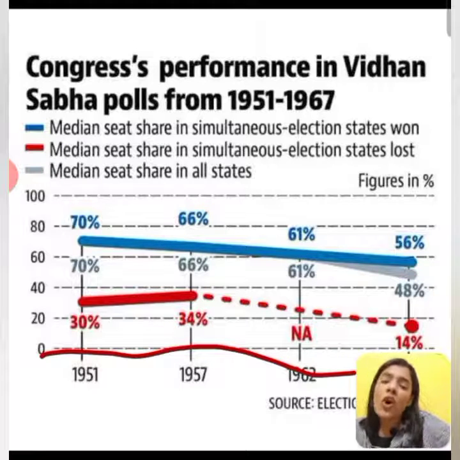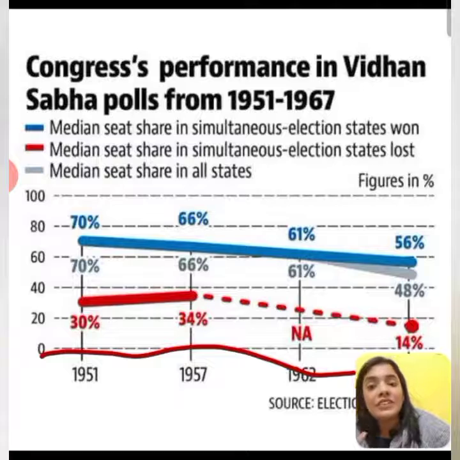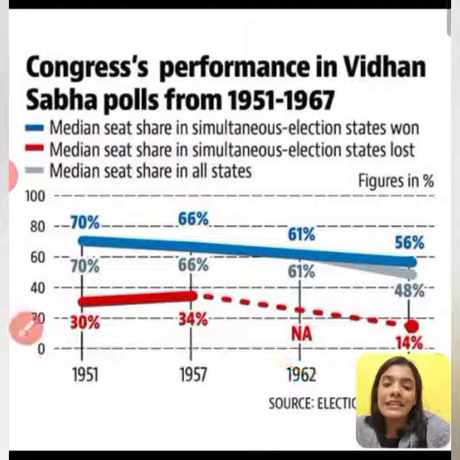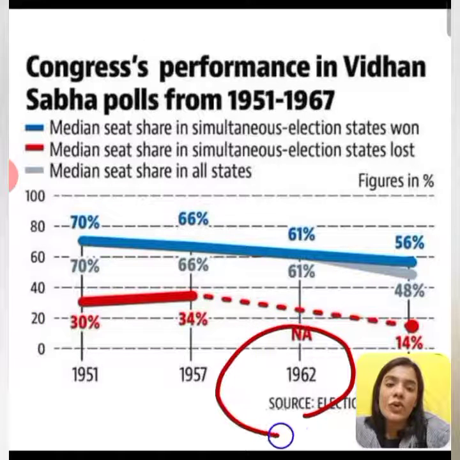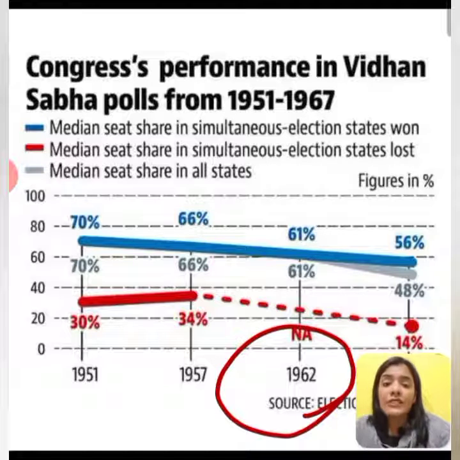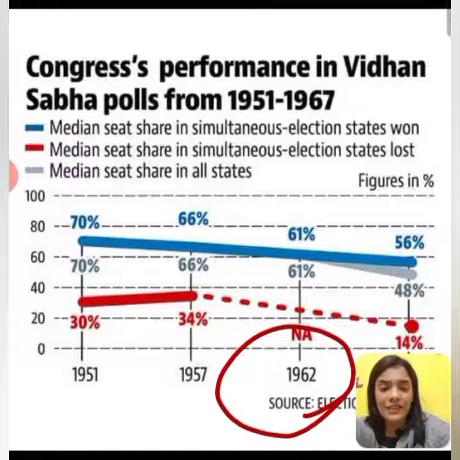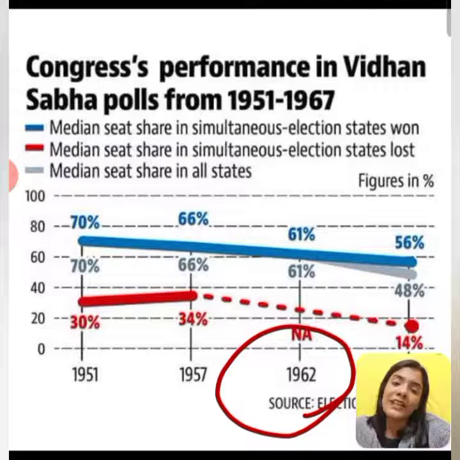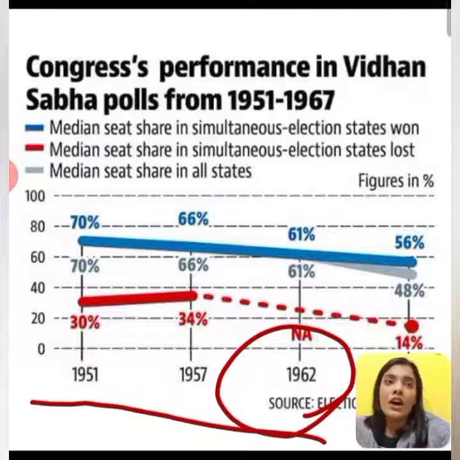Though the Congress dominated till the year 1962. Till the year 1962, you can say the Congress dominated the elections. Till 1962, everything was okay. After that, slowly and gradually, the graph started declining. It dominated the first 3 elections of India.